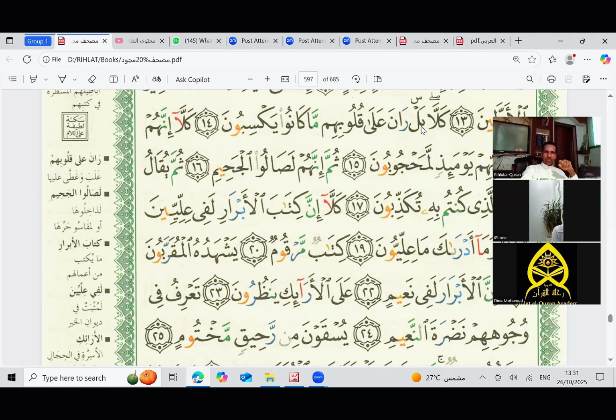كلا بل ران على قلوبهم ما كانوا يكسبون. What about the meem with shadda here? What should we do? You should make ghunna and stretch it for how many counts? 2. What about the little waw here? How long should we stretch it? You see the orange waw? How long should we stretch it? 2 counts. Do you know the natural mad?